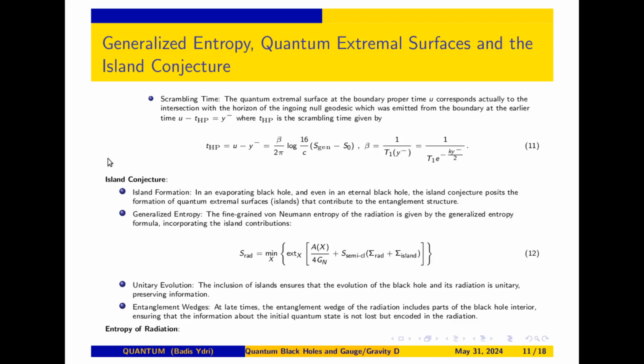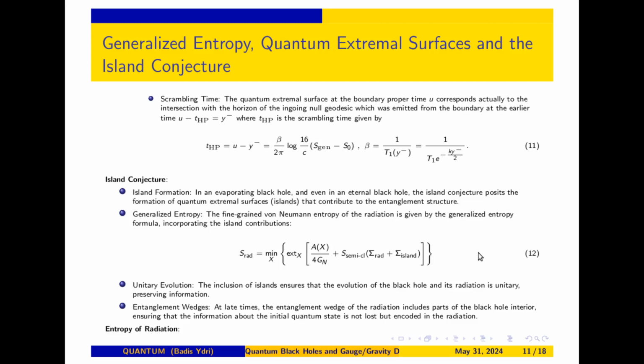The island conjecture posits that in an evaporating black hole, quantum extremal surfaces, or islands, form inside the black hole interior and contribute to the entanglement structure. According to this conjecture, the fine-grained von Neumann entropy of the radiation is given by the generalized entropy formula in equation 12, which involves, in addition to the radiation region very far from the black hole, a disconnected island inside the black hole. This ensures that the evolution of the black hole and its radiation is unitary, preserving information.